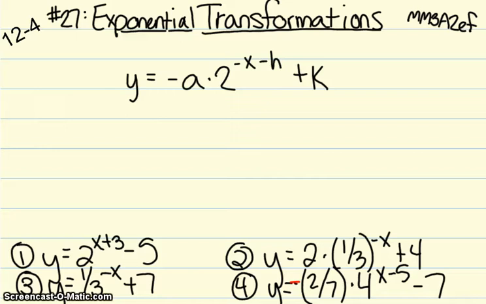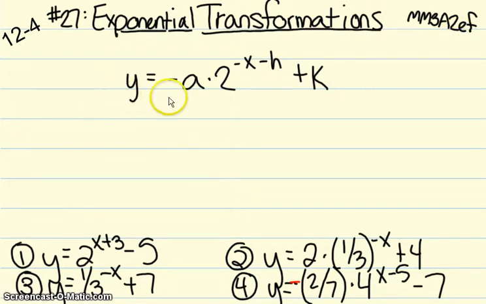Alright, for today's video we are talking about exponential transformations, which are very similar to some of the other ones you have seen. As you can tell, on this one it's entry 27. Yours may be different, just depends on when you're watching this and when we are in the year. The standard we are talking about today is MM3A2EF, which means in particular we're talking about exponential transformations, how the equation affects the graph.